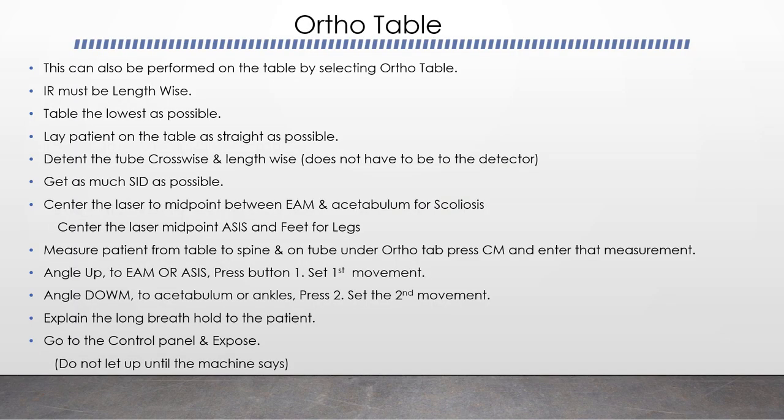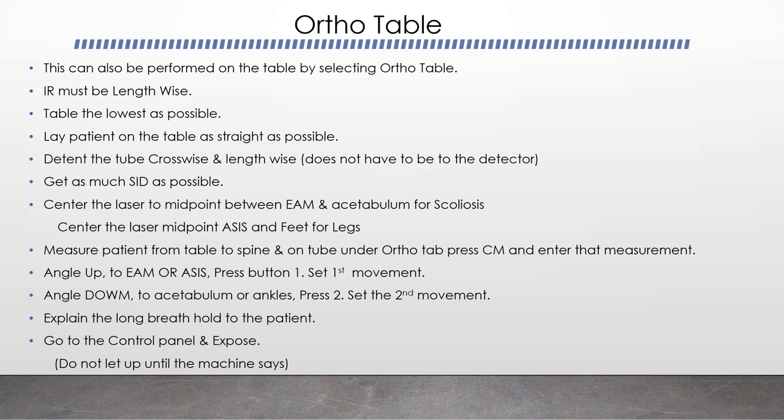Ortho table. This can also be performed on the table by selecting ortho table. The IR must be lengthwise. Set the table as low as possible. Lay the patient on the table as straight as possible. Detent the tube crosswise and lengthwise. It does not have to be to the detector. Get as much SID as possible.